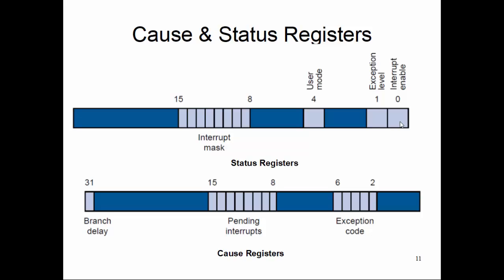What happens while interrupts are disabled is that your pending interrupt bits still get updated, so that after the operating system is done with those critical operations, it can look into this cause register to check if there are any pending interrupts to be serviced at that point.